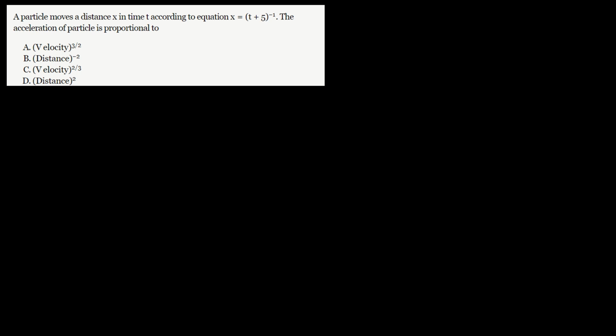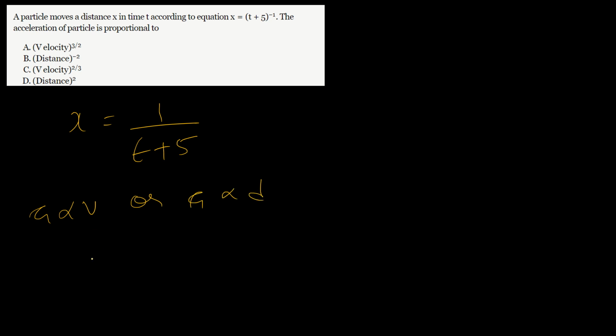So this is the second last question, guys. A particle moves a distance x in time according to the equation x is equal to 1 by t plus 5. The acceleration of the particle is proportional to... So we need to find a relation between either acceleration and velocity, or acceleration versus displacement. Okay, so let us figure it out.